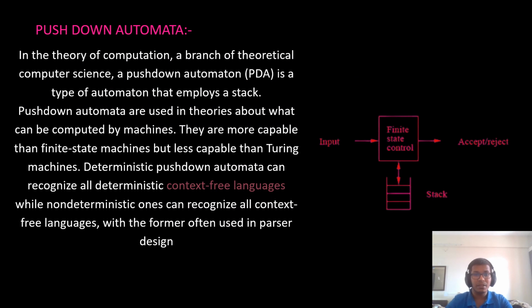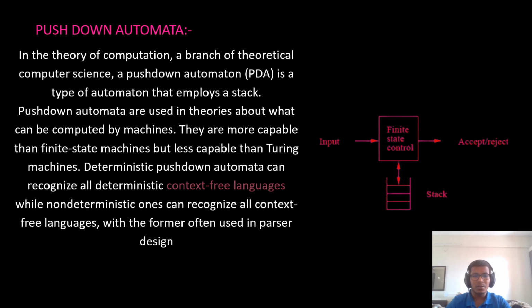So next comes up the push-down automata, also known as the PDA. In the theory of computation, a branch of theoretical computer science, a push-down automaton (PDA) is a type of automaton that employs a stack. Push-down automata are used in theories about what can be computed by machines. They are more capable than finite automata machines, but less capable than Turing machines.